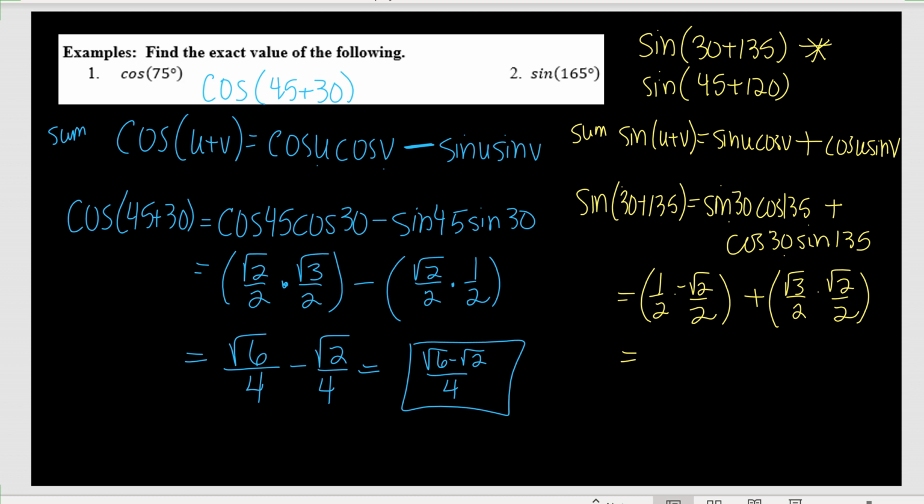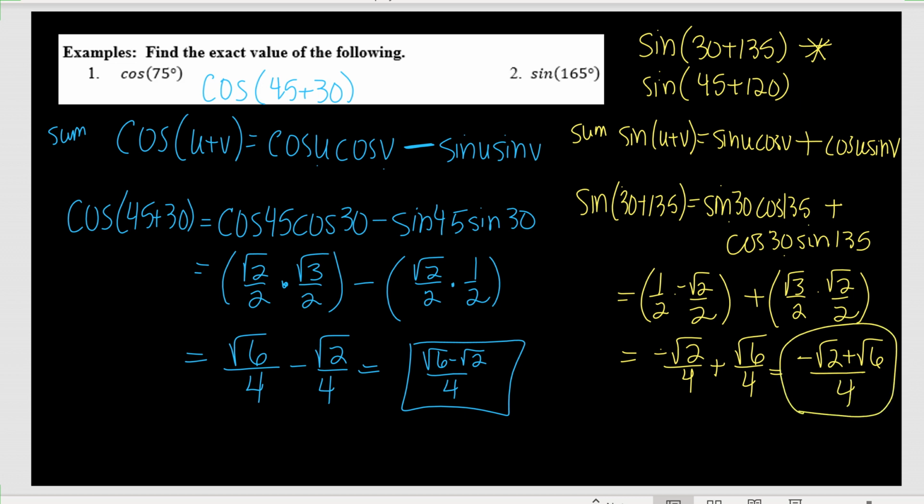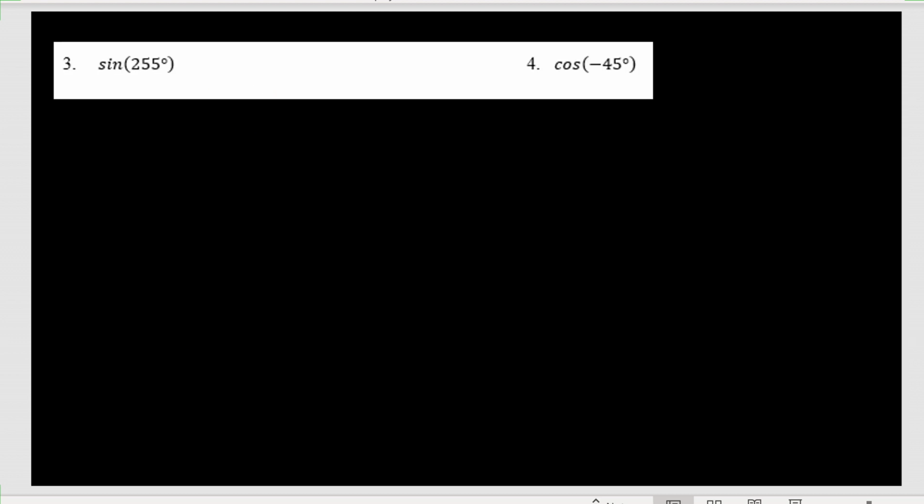Multiply and then combine. The first two terms multiply together to give us negative square root of 2 over 4, plus the back two terms multiply to give us square root of 6 over 4, giving us a simplified answer as negative square root 2, oopsie, I wrote a 6, excuse me, negative square root 2, and then plus square root of 6, all over 4. There's nothing else to simplify. You can't do any more. All right, let's do a couple more.